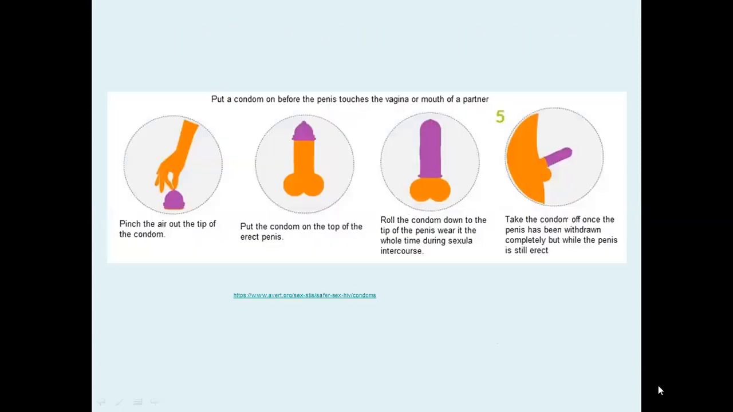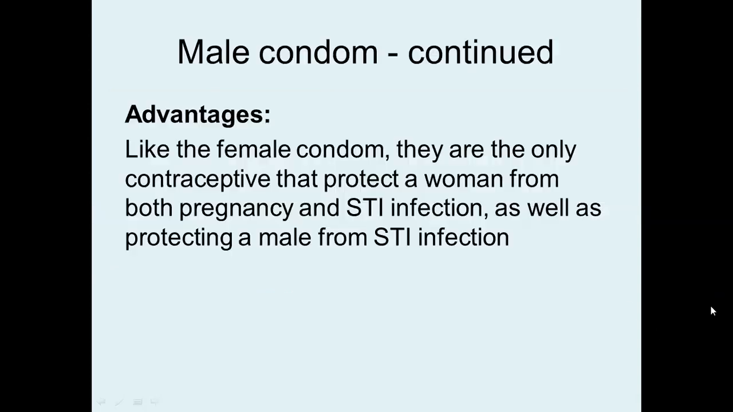Okay, so let's go. Pinch the air out of the tip of the condom. Put the condom on the top of the erect penis. Roll the condom down to the base of the penis and wear it the whole time during, look at the spelling error, during sexual intercourse. Sorry, guys. Take the condom off once the penis has been withdrawn completely, but while the penis is still erect. Another spelling error. Okay. Sorry.